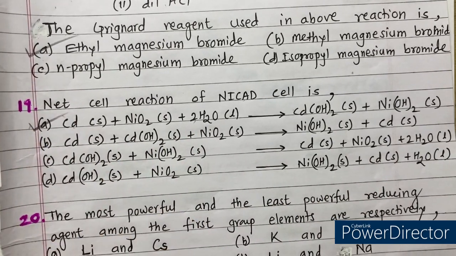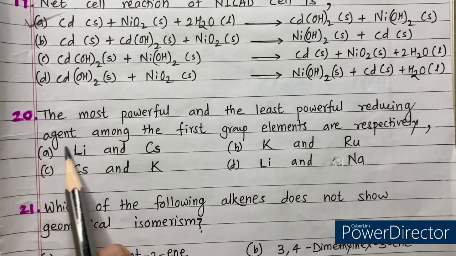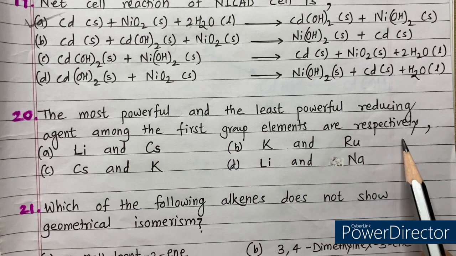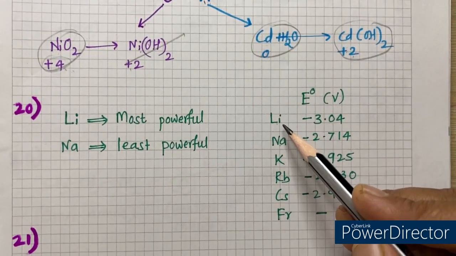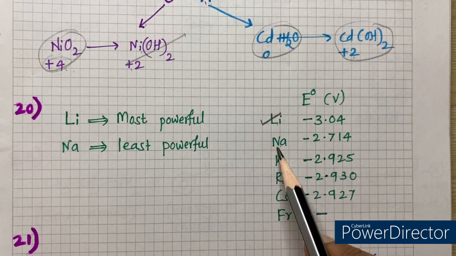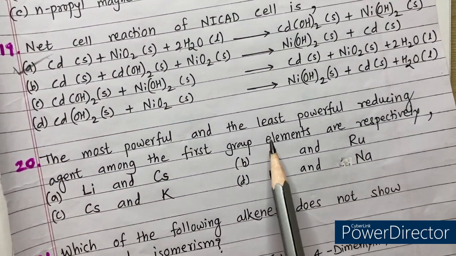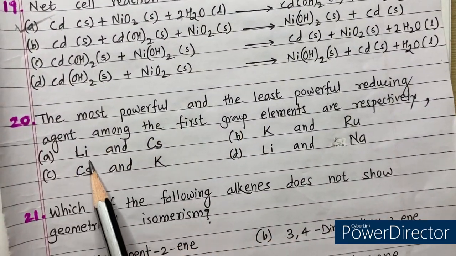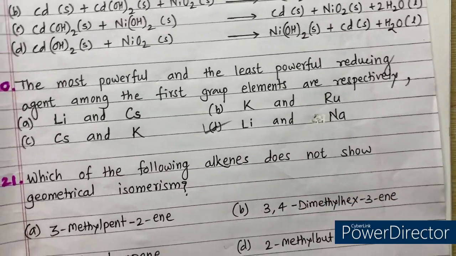This is the answer. Next, the most powerful and least powerful reducing agents among the first group elements are respectively. Now the first group elements, know this, remember, this is the most powerful and this is the least powerful. That is, lithium is the most powerful and sodium is the least powerful.